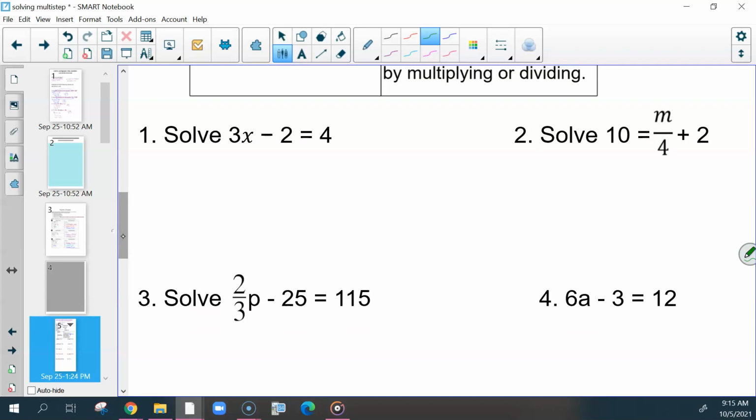So our goal is to get the variable by itself. So for number 1, we got to get x by itself. We need to get rid of the negative 2 and get rid of the 3. We're going to hold off on getting rid of the 3 until the end, since that's directly connected to x. Peggy? Positive 2, negative 2. So we're going to add 2 on both sides. Remember, we are always doing these to both sides.